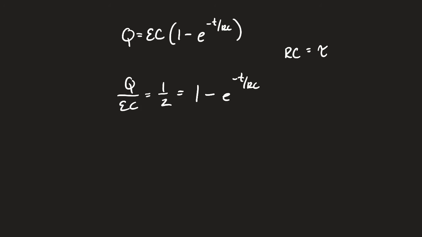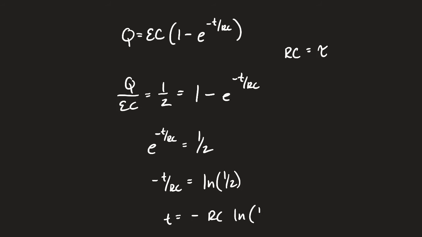So I'm going to solve this for t so we can see what the controlling factors are. And you're going to get not an unlikely response. You're going to get e to the minus t over RC equals 1/2. So minus t over RC equals the logarithm of 1/2. So t equals minus RC logarithm of 1/2.